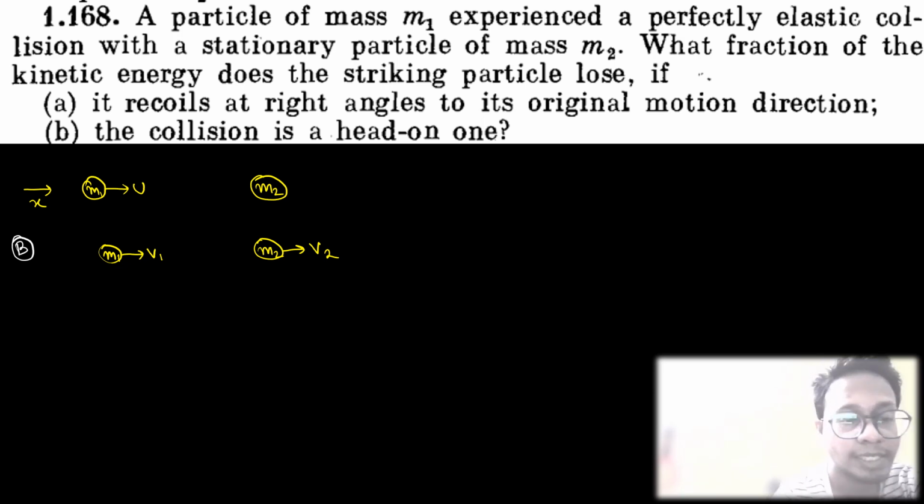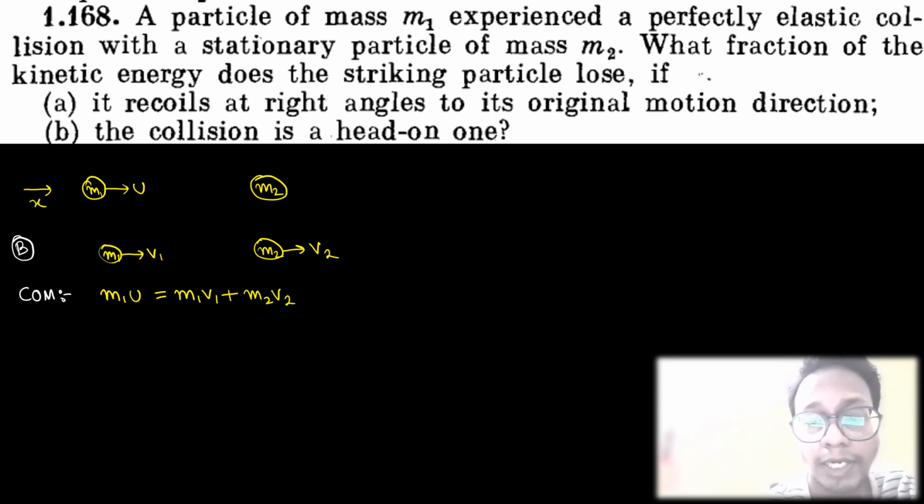So I can similarly apply conservation of momentum, no? But instead of using i cap and j cap, I'll write everything for i cap, because there is no component of j cap before or after collision, isn't it? So what is the momentum before collision? Total momentum of the system before collision is m1u plus m2 into 0, which is equal to m1u. What is the momentum after collision? m1 v1 plus m2 v2.